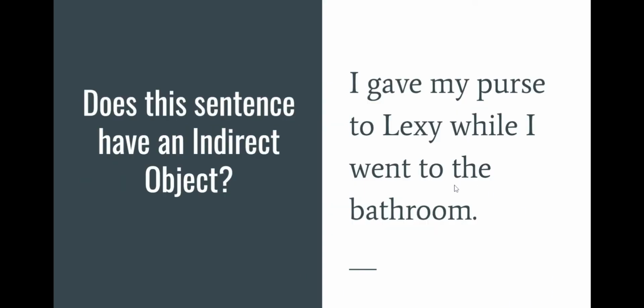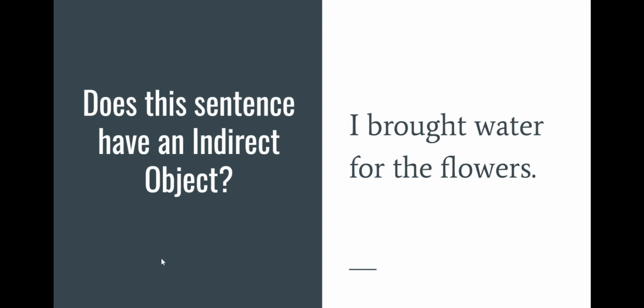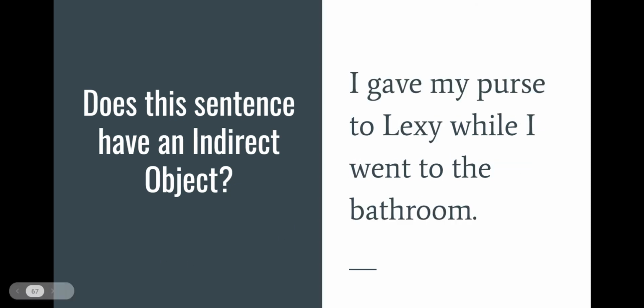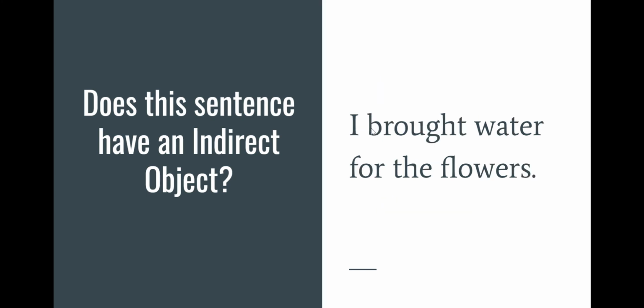Does this sentence have an indirect object? I gave my purse to Lexi while I went to the bathroom. So we've got the subject I, the verb gave. I gave what? My purse. So purse is the direct object. Then we have to Lexi. Because of this word to, Lexi is not an indirect object.